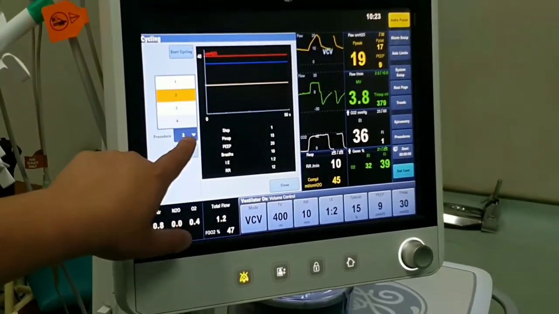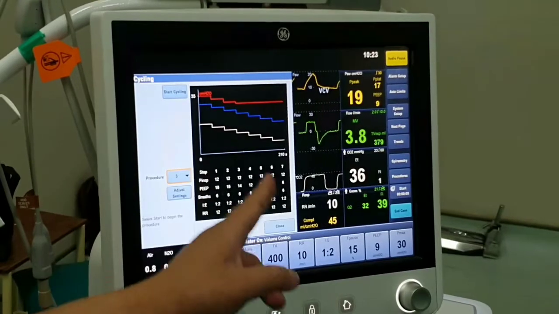So to do that, we go to procedure 3, which is PEEP titration.